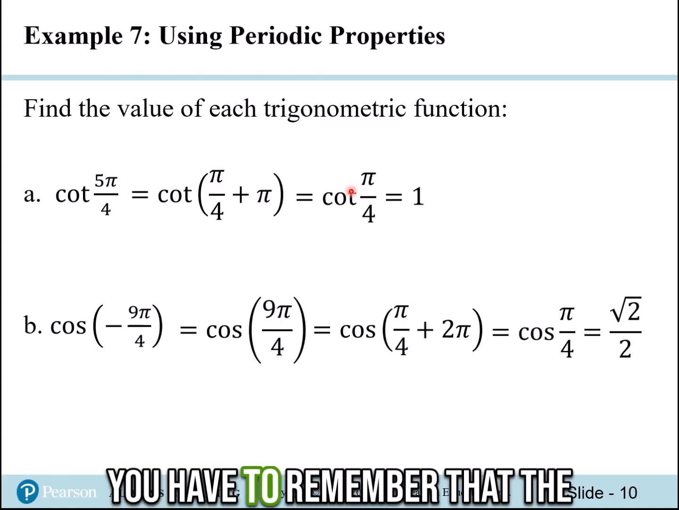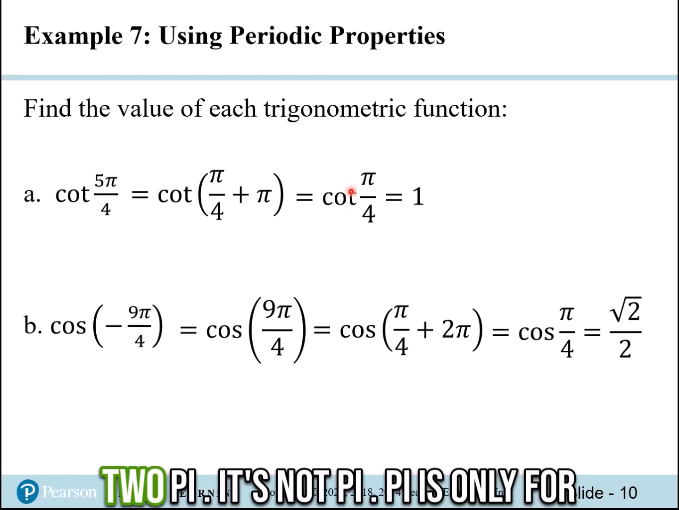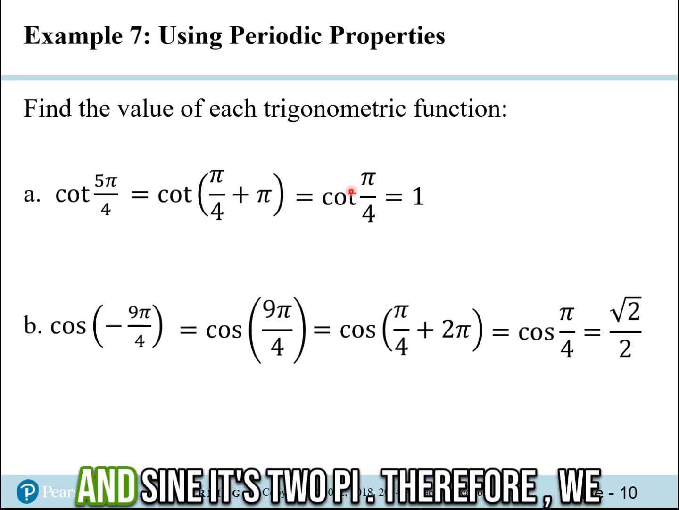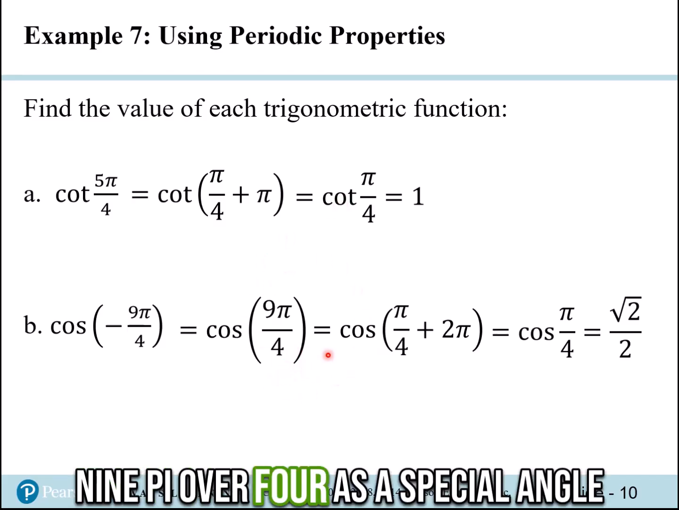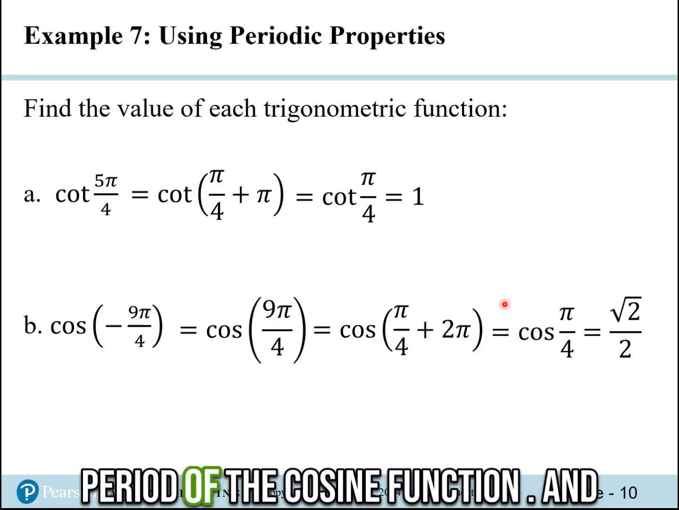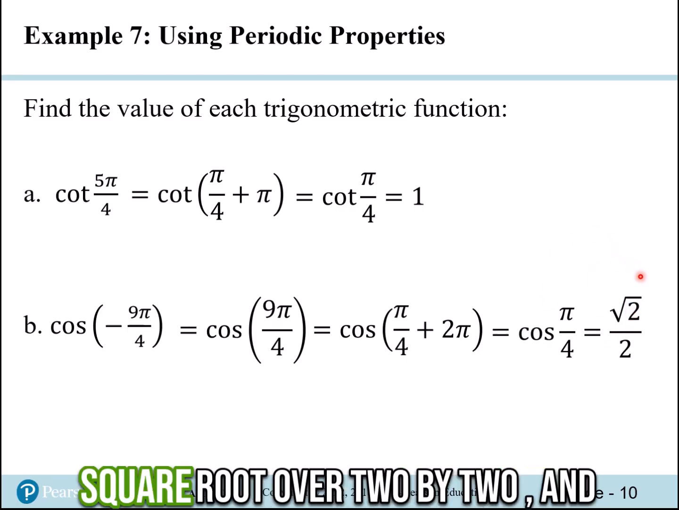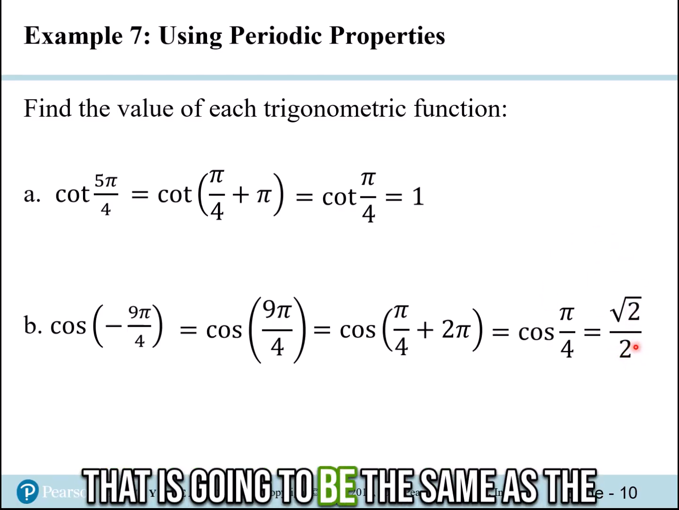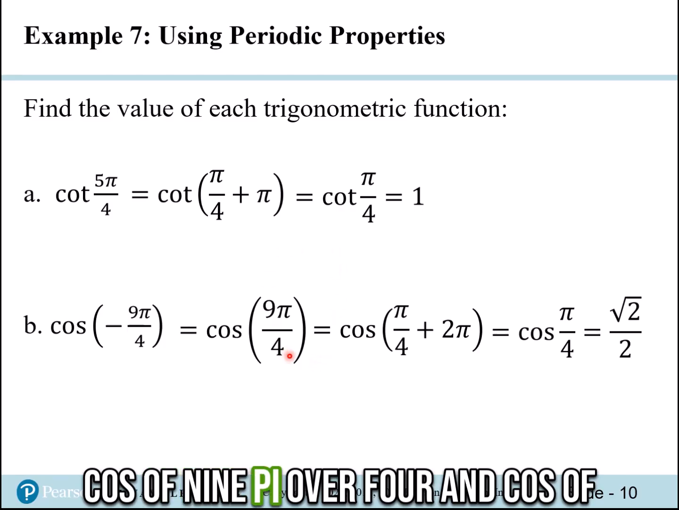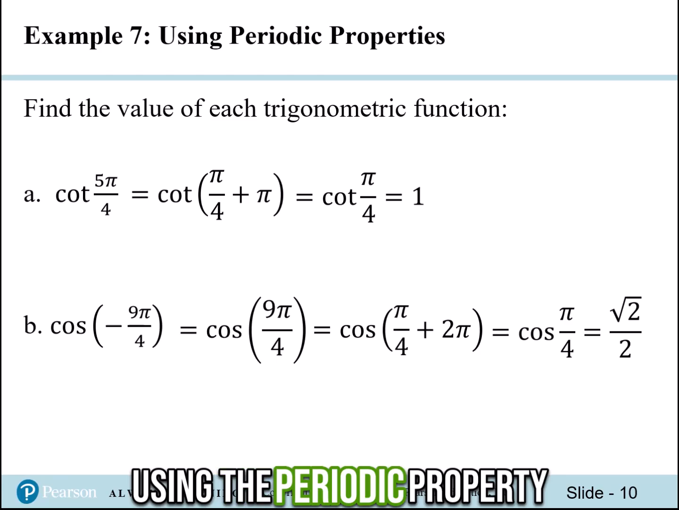You have to remember that the period of the cosine as well as the sine function is 2 pi. It's not pi. Pi is only for tangent and cotangent. For cosine and sine, it's 2 pi. Therefore, we rewrite 9 pi over 4 as a special angle in the first quadrant plus 2 pi, the period of the cosine function. And therefore, cos of pi over 4 is equal to square root of 2 over 2, and that is going to be the same as cos of 9 pi over 4 and cos of negative 9 pi over 4 using the periodic property.